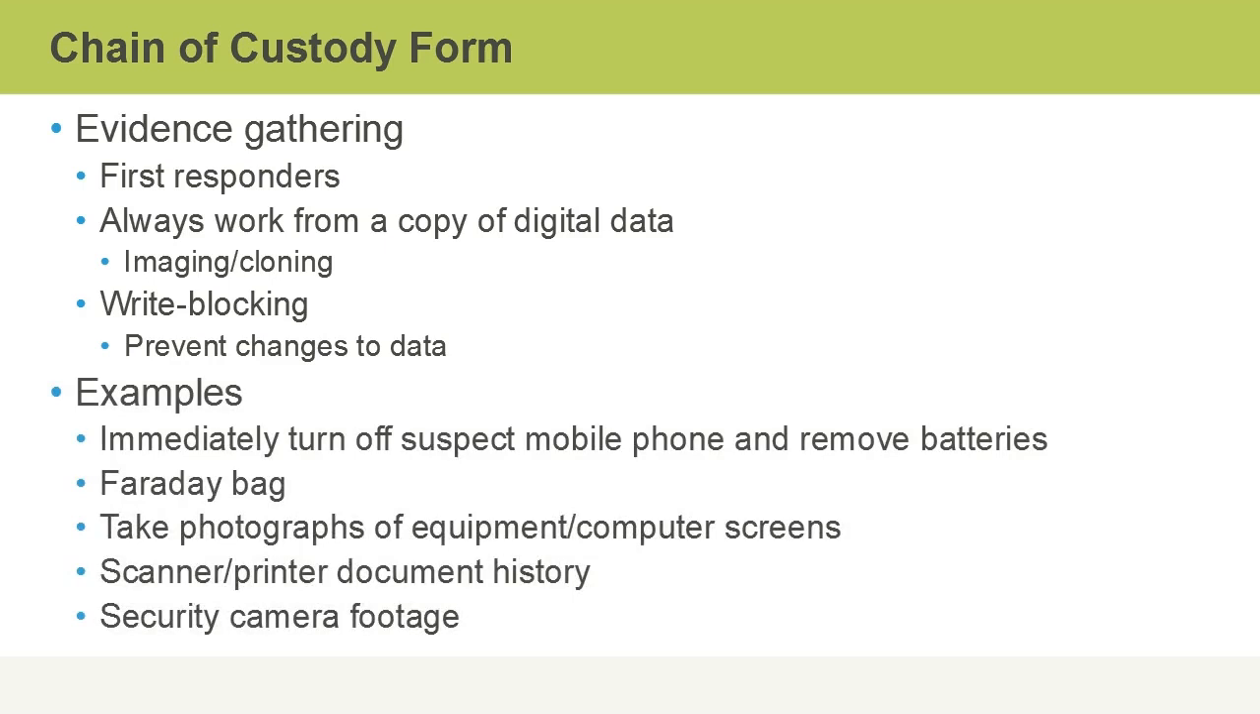So examples of gathering evidence would include issues such as immediately turning off a suspect mobile phone and removing batteries when it's seized. Now, we would do this to ensure that it can't receive signals from elsewhere to destroy evidence or anything like that. Faraday bags are used essentially as shielding into which we can place communicating devices so that they will no longer be able to communicate wirelessly.